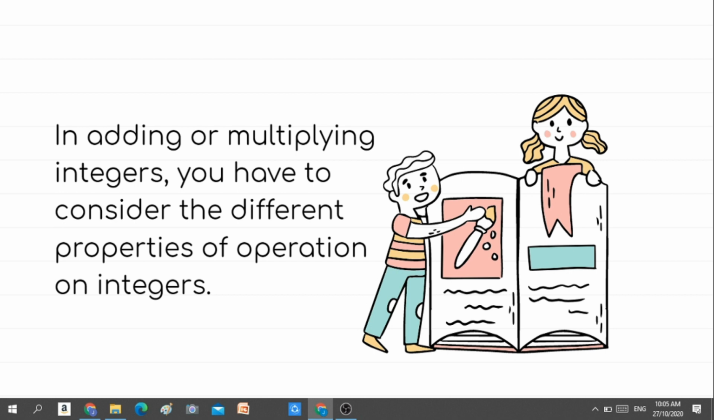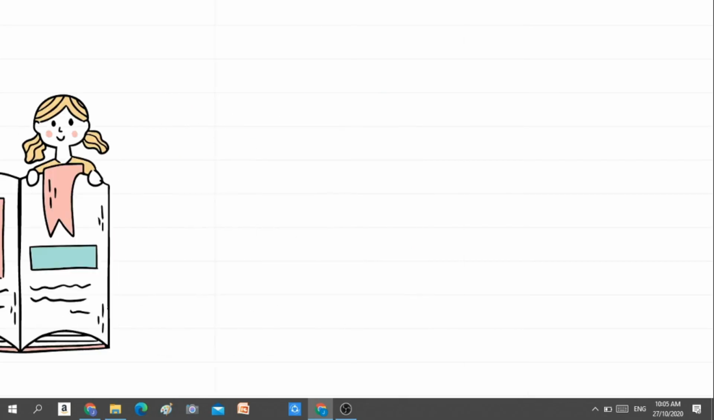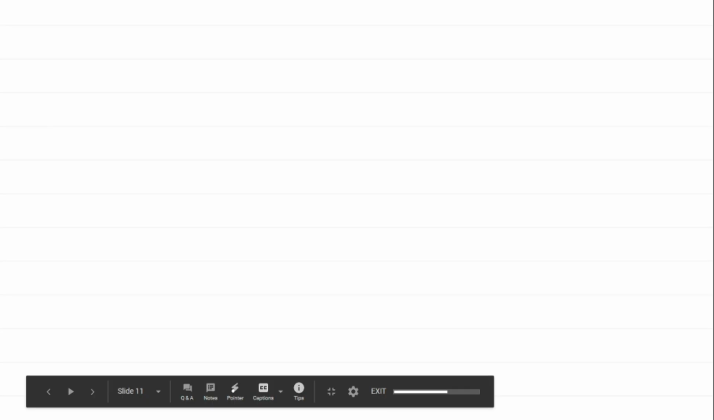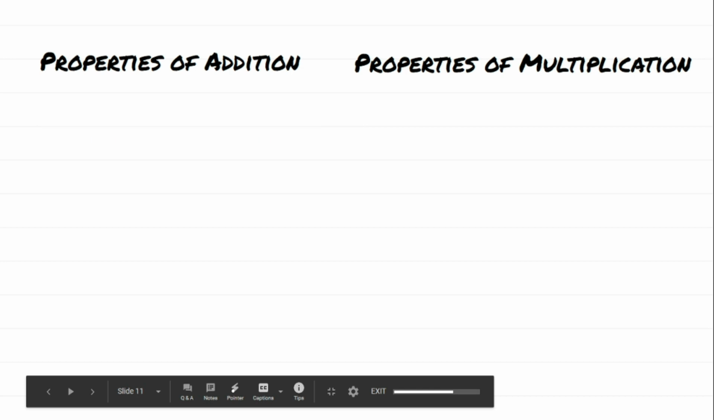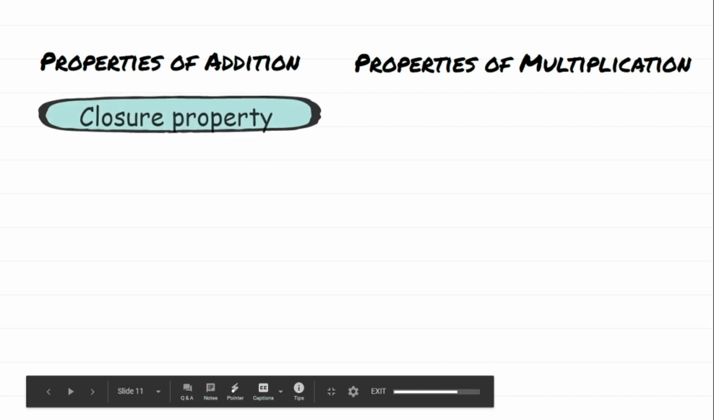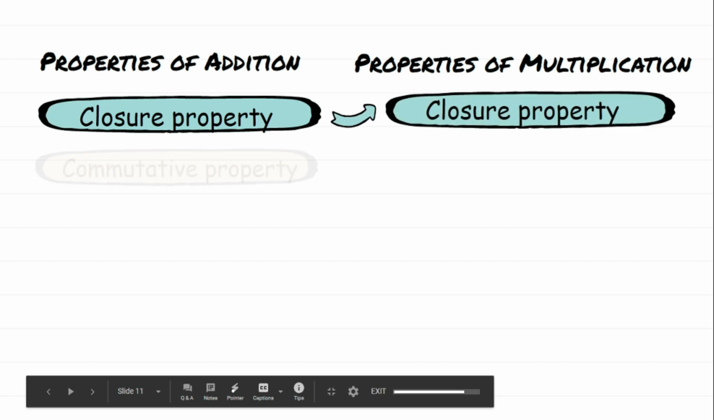Yung nga gaya na sinabi ko kanina, sa pag-add natin at pag-multiply ng integers, meron tayong mga bagay na kailangang i-consider or mga properties na kailangang i-consider. Okay? Yung mga properties na yon. So meron tayong for addition, properties of addition and properties of multiplication. Una ay meron tayong closure property. So pareho silang merong closure property.